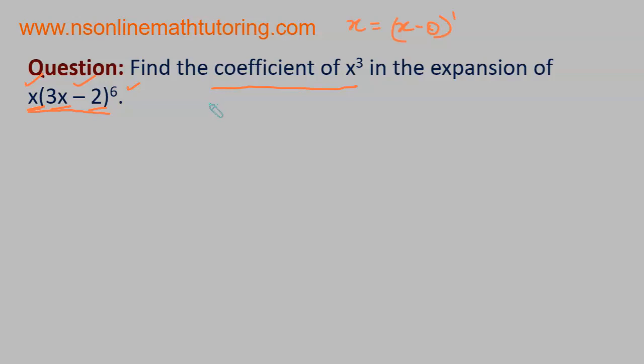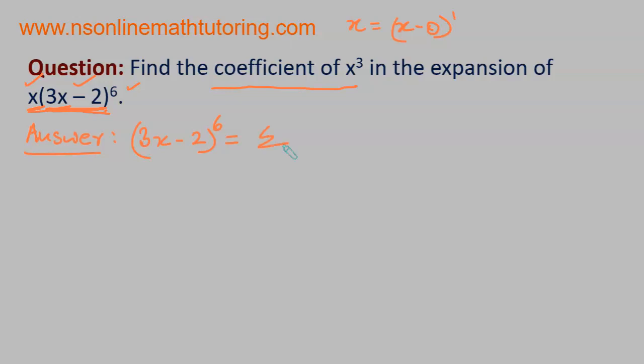So let us start with our answer. Now, first of all, let us take up this one because multiplying with x is very easy. Let us take up this part, (3x minus 2) to the power of 6. Because this is the first question and we are totally new to this chapter, I will be showing you in detail. Okay?